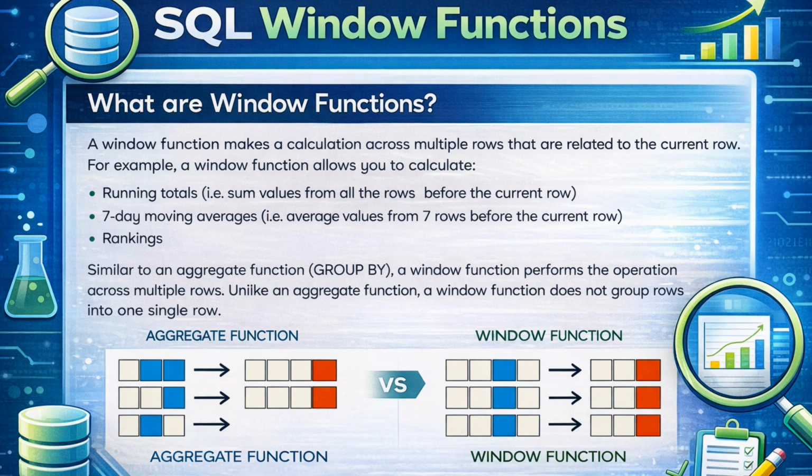Now, how is this different from aggregate functions? Aggregate functions, like those used with group by, combine multiple rows into a single row, but window functions don't do that. Instead, they return a value for each row while still considering other related rows. That's the key difference. So remember, aggregate functions summarize data, while window functions enhance each row with additional insights. And that's why window functions are so powerful in SQL.